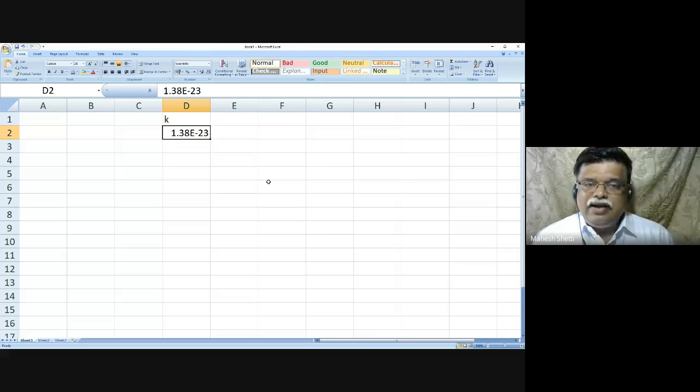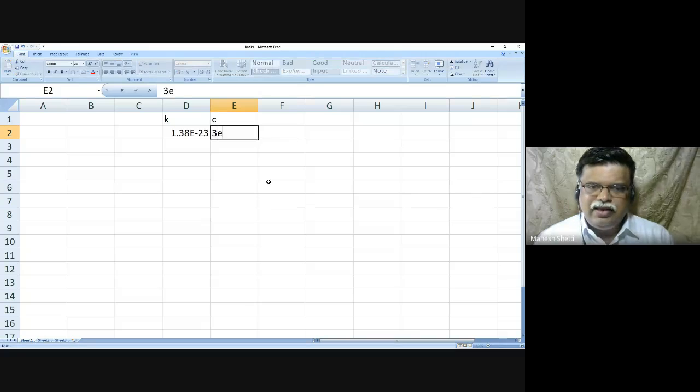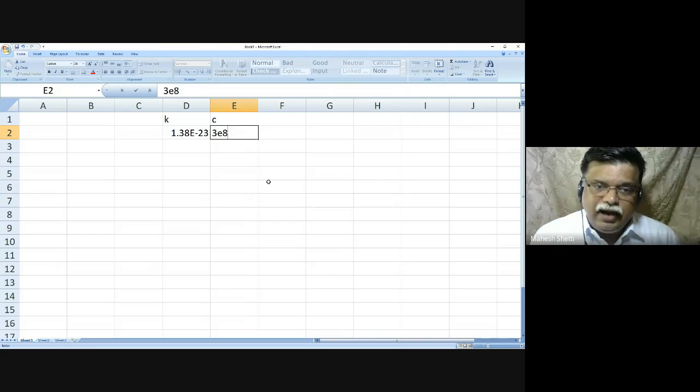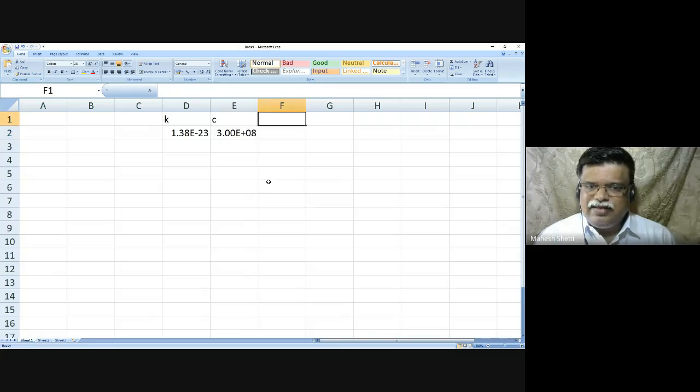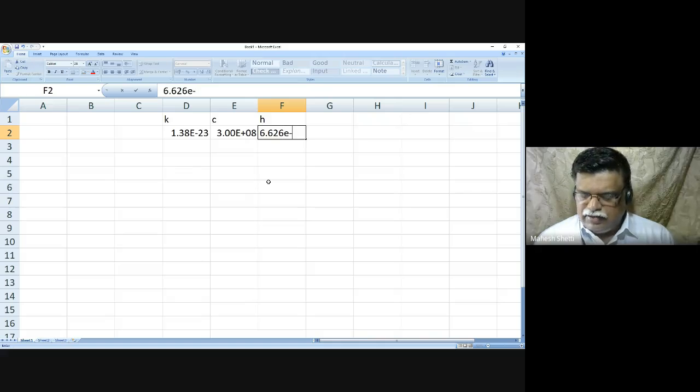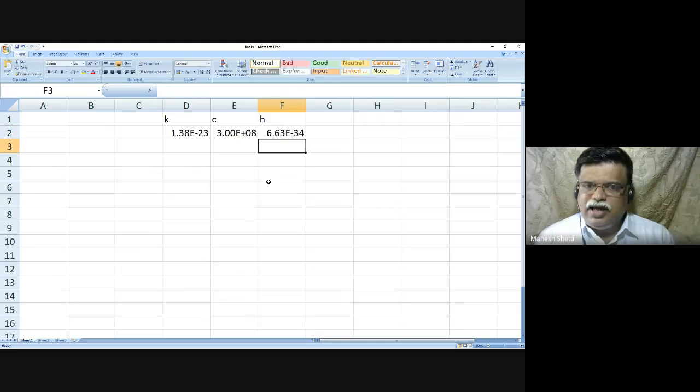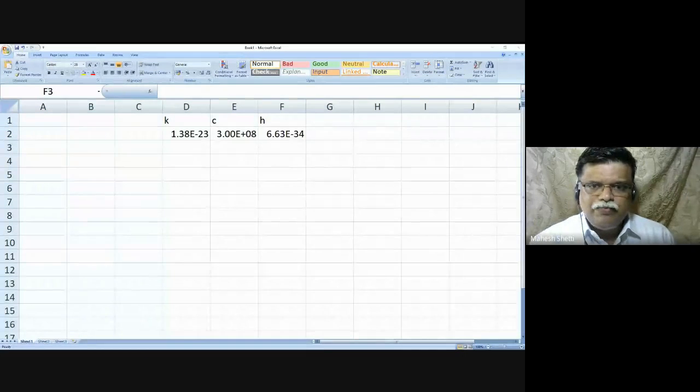Whenever you want to refer to this cell and take the square, that is perfectly okay. For example, you may write constant c in another cell as 3e8, because it is 3.00 times 10 raised to 8. So you can write things like this. You can write h also as 6.626e-34. All these are in SI units we are talking about.